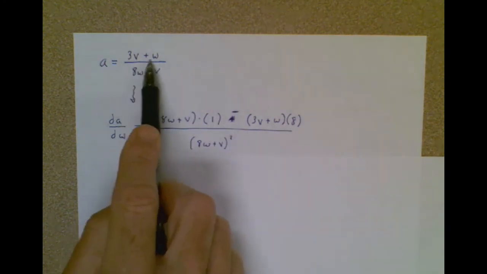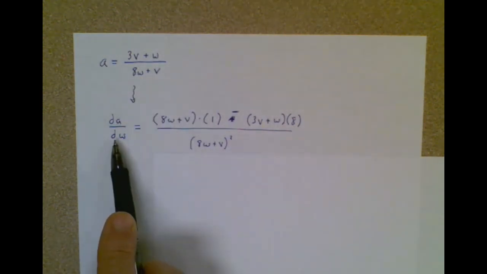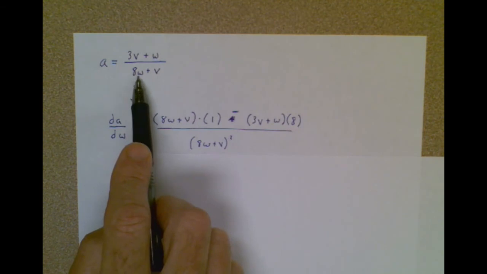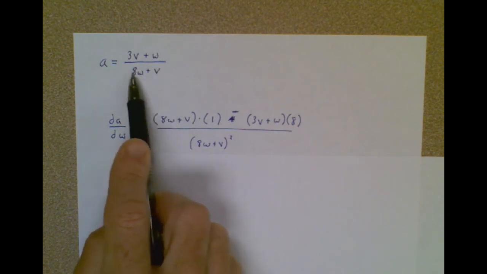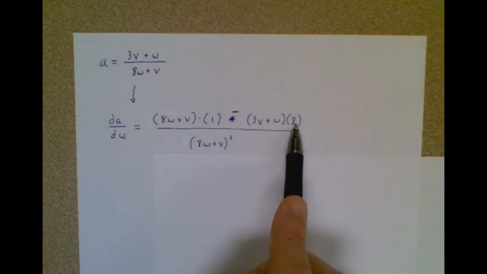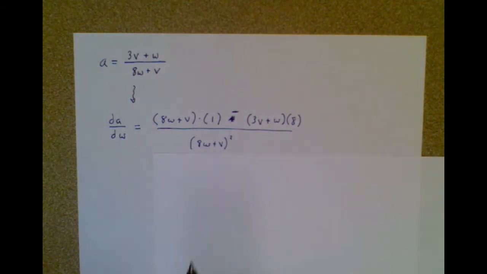Minus, this is the high. Now the derivative of the low. Well, if W is the variable, the derivative of 8W is an 8. The derivative of V, which is a number, is a 0. So that whole derivative turns out to be an 8. And then all over denominator squared, we don't care what's a variable.